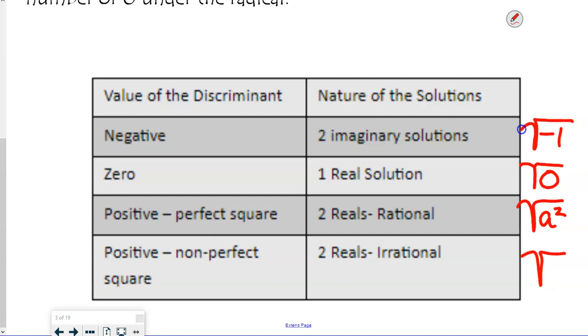And then the last one is going to be something that is not a perfect square. So it's going to be a number that we cannot take the square root of and get a whole number, okay? So the options here are imaginary. That's when we get something negative underneath the radical as the discriminant. One real solution, that's when we get zero underneath there. And two real is when we get a perfect square under there. And then when it's not a perfect square, we're going to get two real irrational solutions.